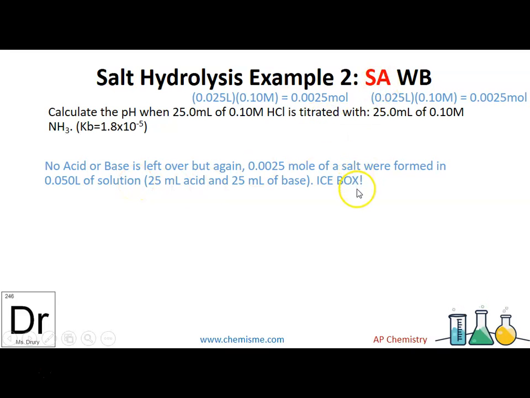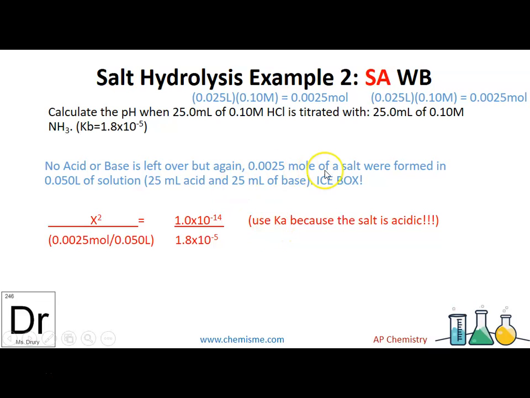So now that you have this salt, it is not neutral because you had a strong acid. So we have to ICE box this as if it was a weak acid, right? Because it's an acidic salt. So what we would do is say each ion is unknown, so there's x squared over the molarity. Remember, that's why I keep telling you how many moles we had. It was 0.025 acids and bases, so that means you also make 0.025 salts, but that's moles. So I divided by the liters of the total solution so that we have a molarity.